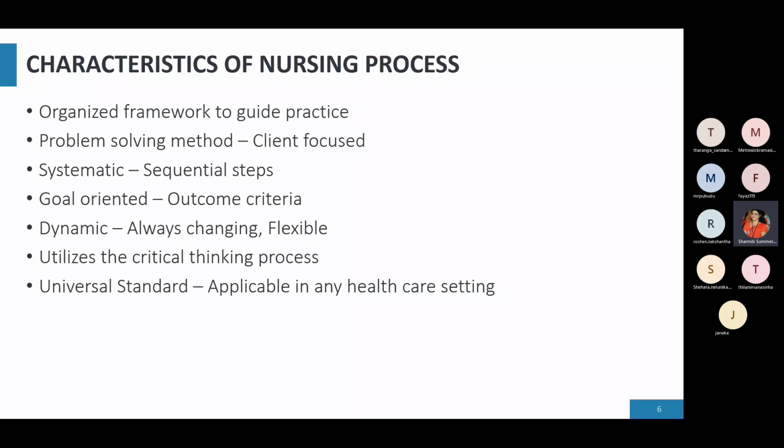And for developing this nursing care plan, you need to have a critical thinking process, not a normal process. It is a standardized one, universally standard. You can apply it in any country. It is not confined to Sri Lanka or to one state of Sri Lanka. So when we take the whole world, wherever you are going to work, we can apply this care plan for the patient concerned. So these are the characteristics of the nursing care plan.